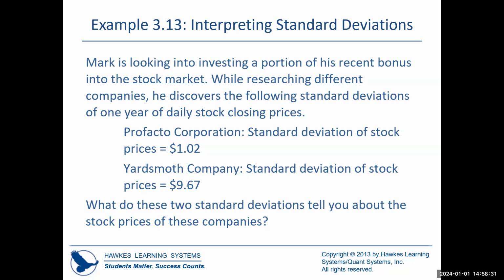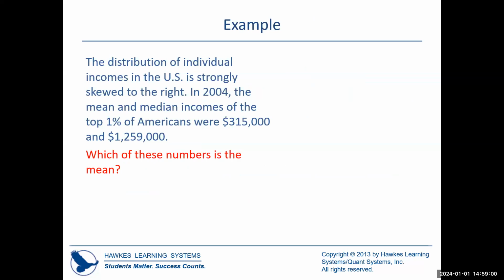So what does Mark want to do? Well, it's up to Mark. If he's looking to make fast money, doesn't want to stay with the company too long, just wants to make fast money and get out, I would encourage him to look at Yardsmith because there's lots of variation. If Mark's looking for a more long-term investment, then Profacto would be the way to go because it has a much lower standard deviation, so not as much risk. So this is an application of standard deviation.